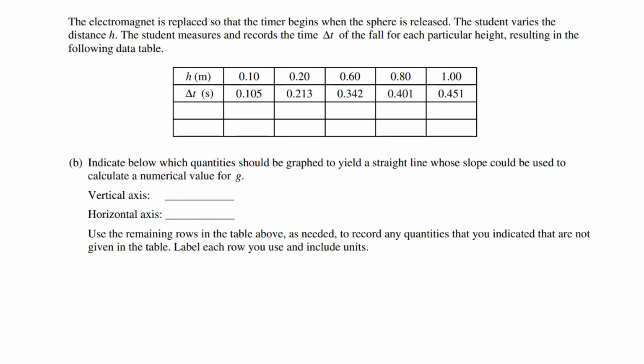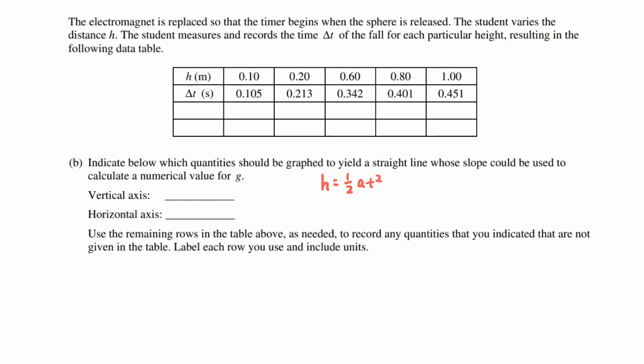So for part B, it says, indicate below which quantities should be graphed to yield a straight line whose slope could be used to calculate a numerical value for g. And I think here in part B, we refer back to the same equation that we were using in part A. And that equation was h equals 1/2 at squared. And so we need to look at that equation and look at the variables that are being measured in this experiment, h and t, and look at the proportionality between those two variables.